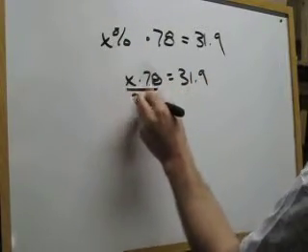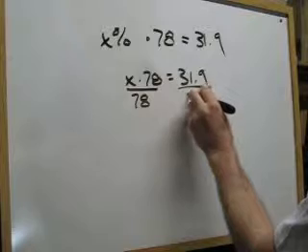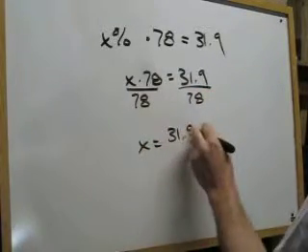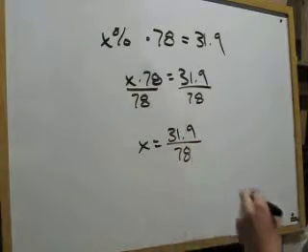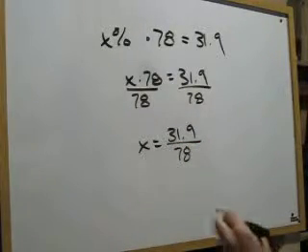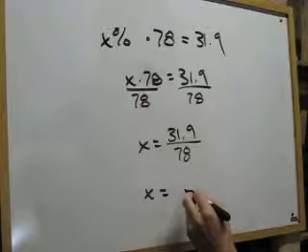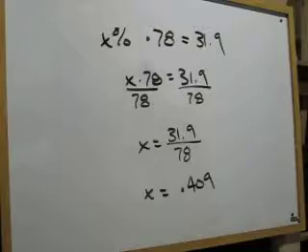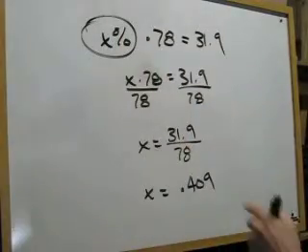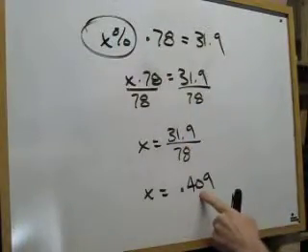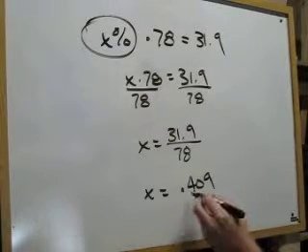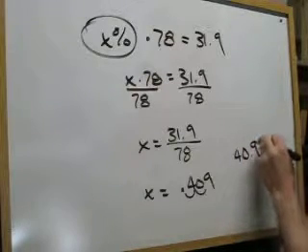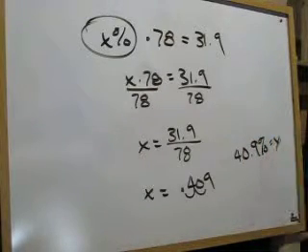So in order to find this, we divide this side by 78 to get rid of the 78 there, so our x is by itself. So 31.9 divided by 78, x then equals 0.409. Now the question here again was what percent? So now we're going to have to change this to a percent. In order to change that to a percent, remember 2 decimals to the right, 40.9% equals my x.